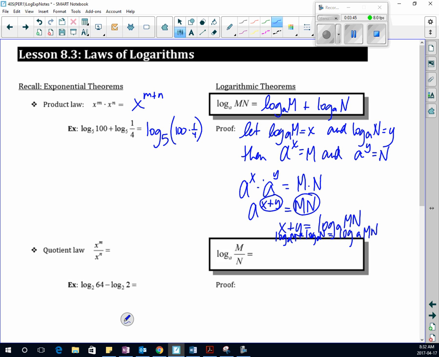And what's 100 times a quarter? 25. So this would be log of 25 base 5, and hopefully by now everybody knows what that's equal to. It's equal to 2. So normally you wouldn't be able to do this without a calculator because you can't find 5 to the power what is 100 or 5 to the power what is a quarter. But if you use the logarithm laws, you can evaluate and get a nice number.